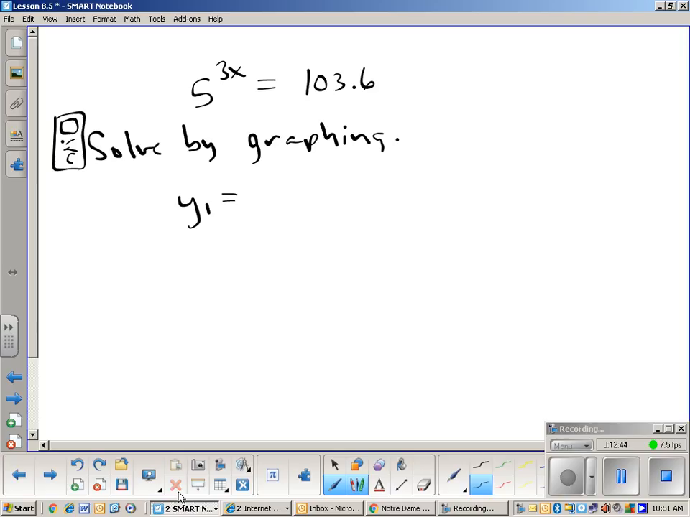What's that? y1 equals 103.6? Okay, that's fine. What's y2 equal? 5 to the 3x. So when I graph these on my calculator, what do I get? Do I have to put it in the table and then do a quick graph? I don't think we have to put it in the table.